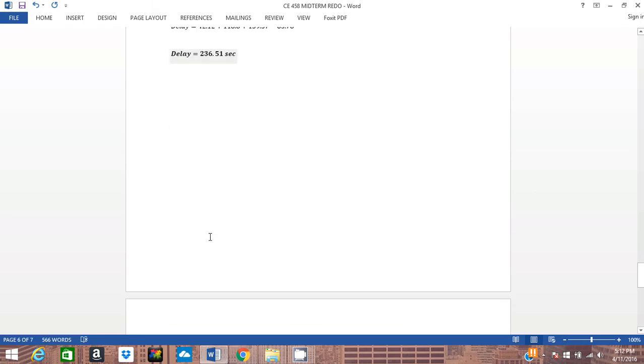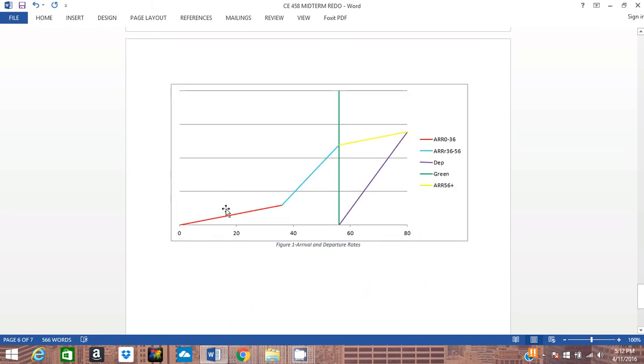236.51 seconds. And then I've also attached a figure of all of our cars arriving during red. This is where 65% of the cars arrive during this blue part. Then we got the green time go, and this is where the rest arrive at 56 plus seconds. And the purple is our departures.